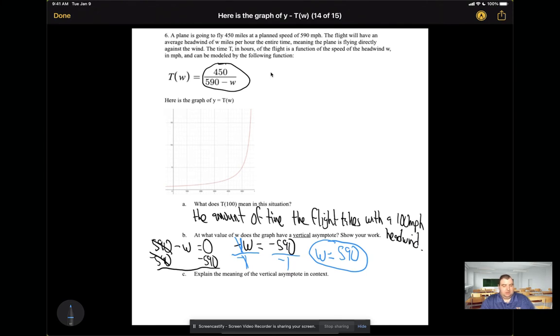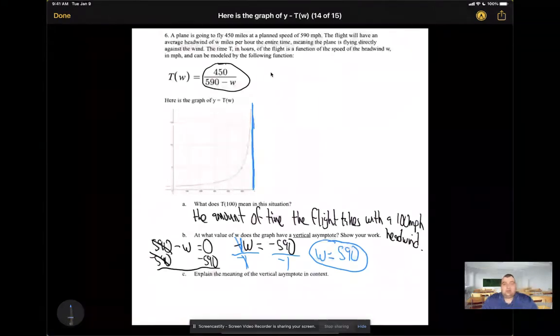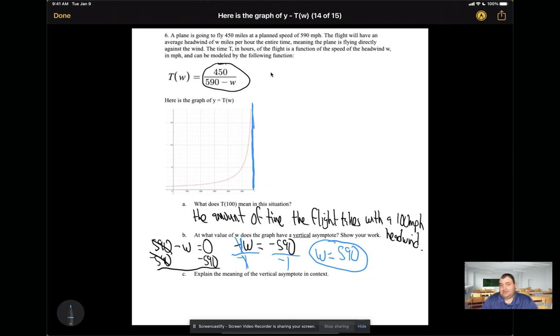Explain the meaning of the vertical asymptote in context. So remember, W is a headwind. So a headwind, here's my vertical asymptote here at 590. A headwind is supposed to slow you down. If you are flying directly into a headwind, it's going to slow you down. So keep in mind that the plane is flying at a speed of 590 miles per hour. So if your headwind is also 590 miles per hour, that means the speed at which you're flying is equal to the headwind. Think about what that means.